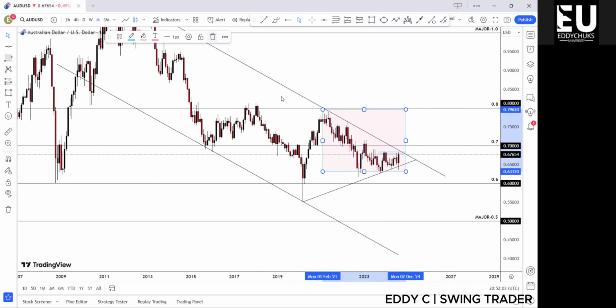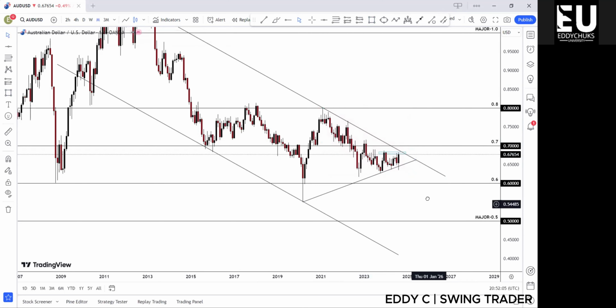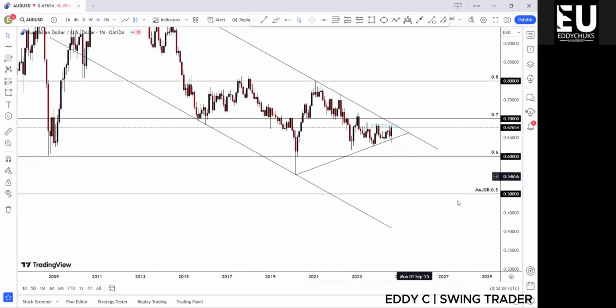From now, we are looking at a very, very massive projection for the Aussie dollar down to the 0.50,000 price point, around the major level of 0.50,000, which is roughly about 2,000 pips downside. Sorry, from here to here is 1,000, and then from here to here is another 1,000.